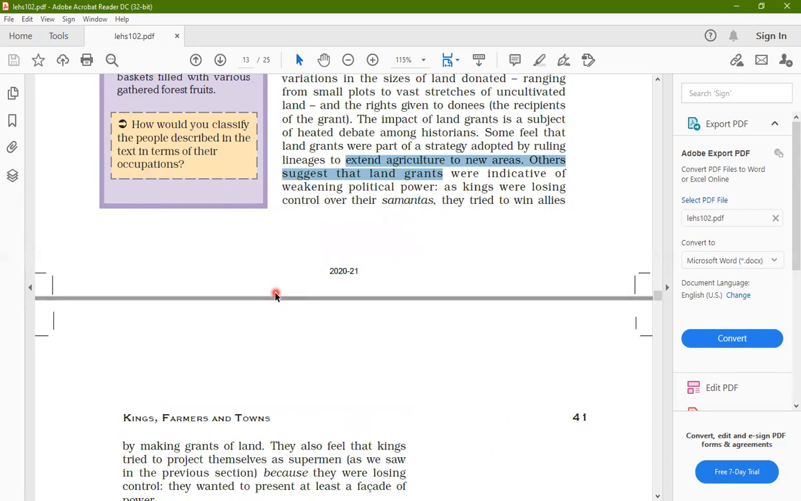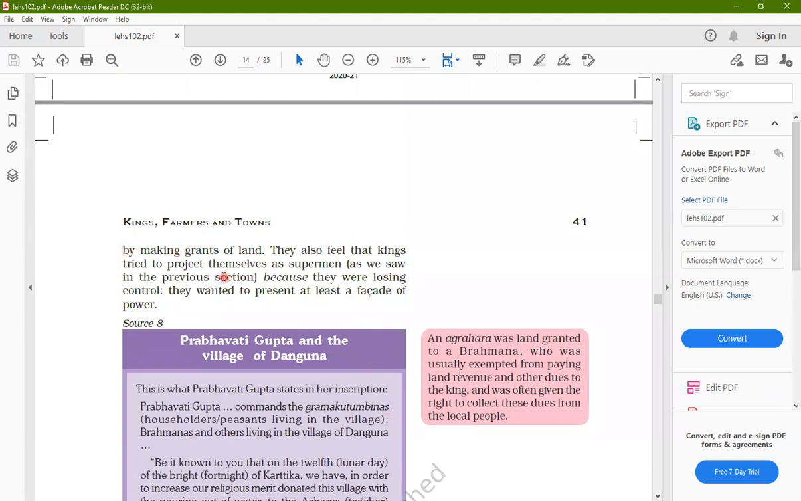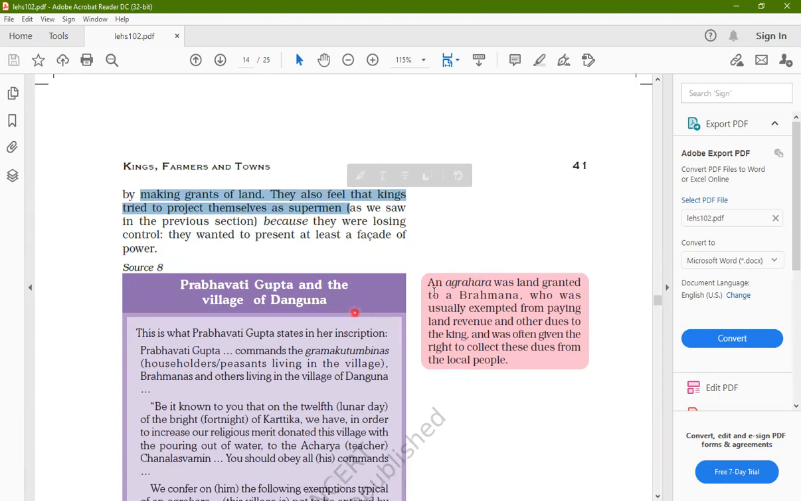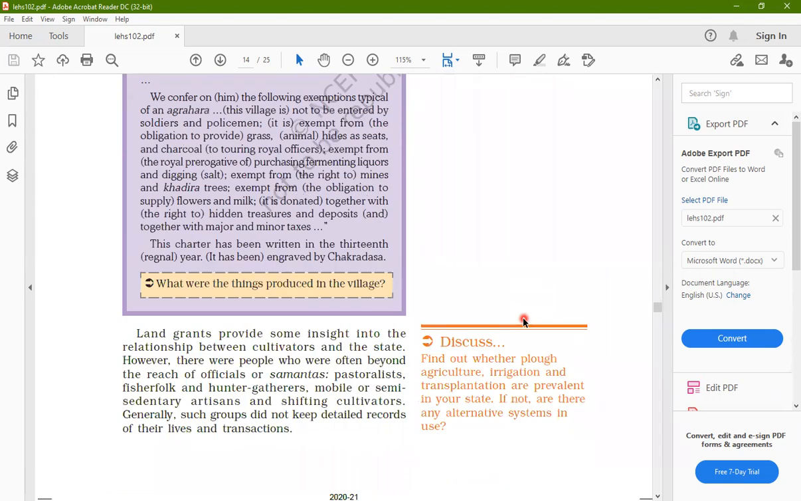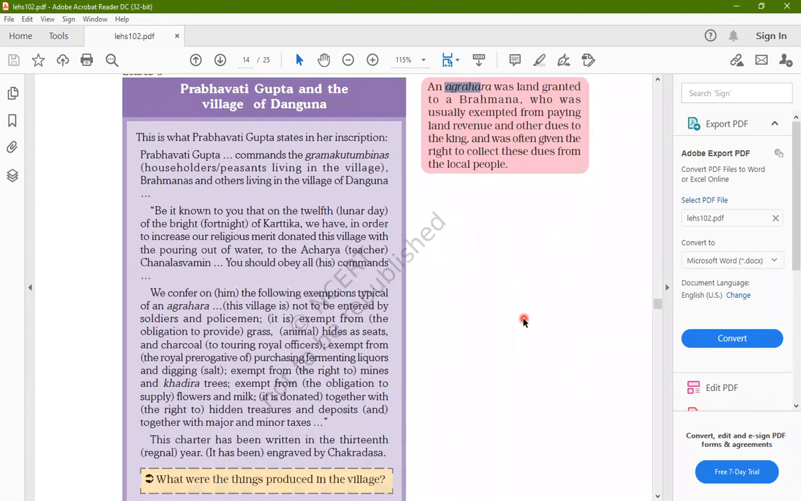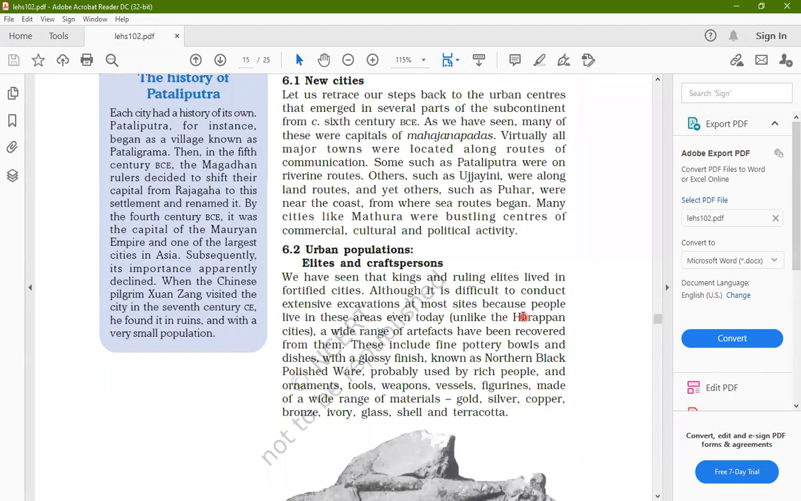Now, the next point, I'm not sure about it, but yes, I think you can write this point: to project themselves as superhuman, if you can see here. Now, here's also an important question: what was Agrahara? It was land granted to a Brahmin, which was usually exempted from paying taxes. Now, fine pottery bowls and dishes were known as Northern Black Polished Ware, which you can see in the next year.